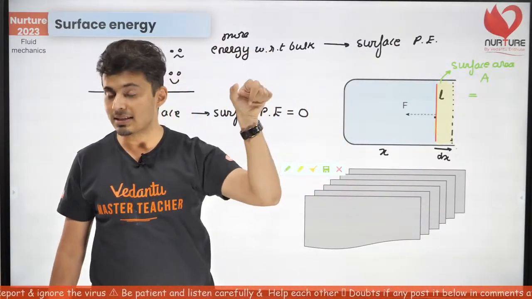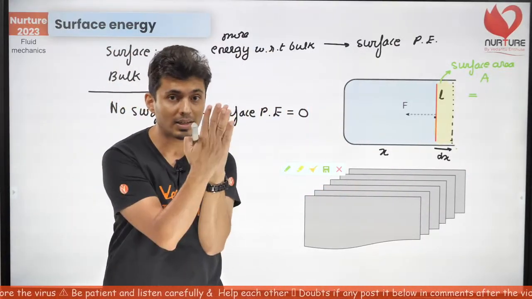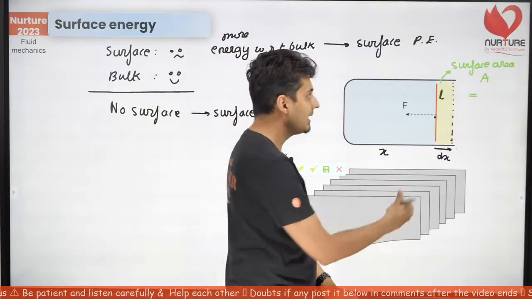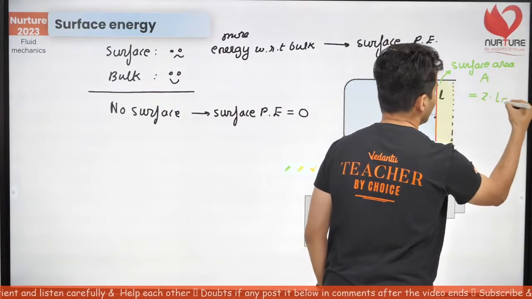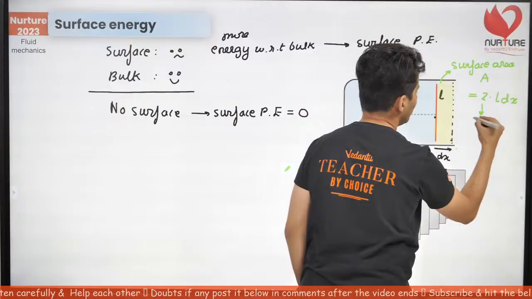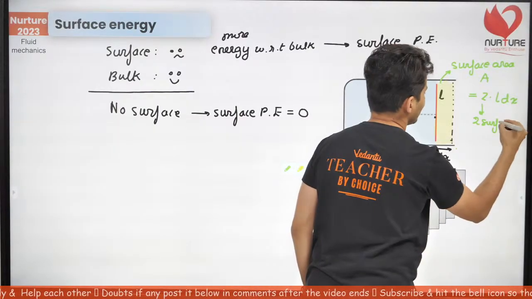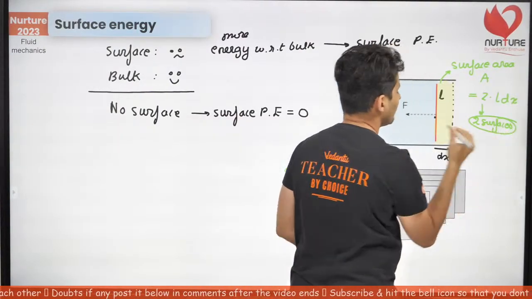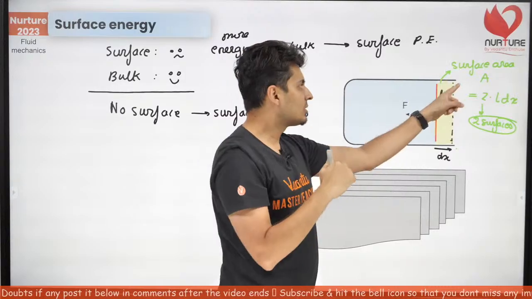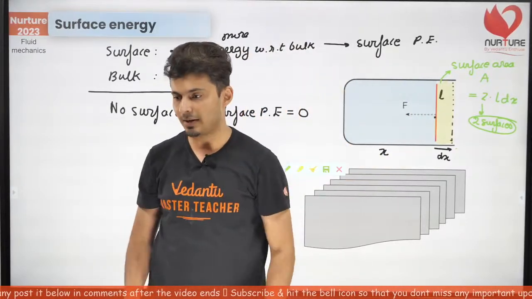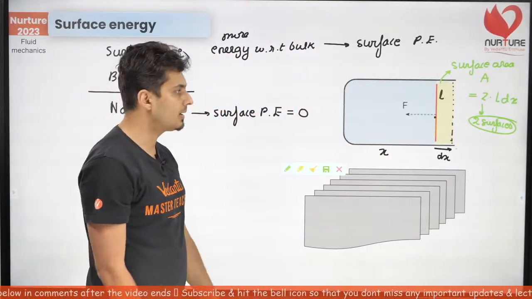So L into dx, L dx, but there are two surfaces because it's a film. So that's why it will be 2 times L dx. Why has this 2 come? Because there are two surfaces. One on the front, one on the back. So this A stands for the total surface area. Total surface area. Be careful.